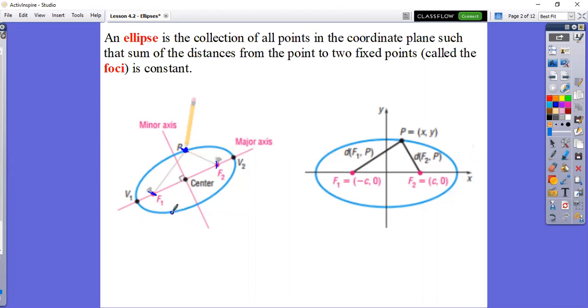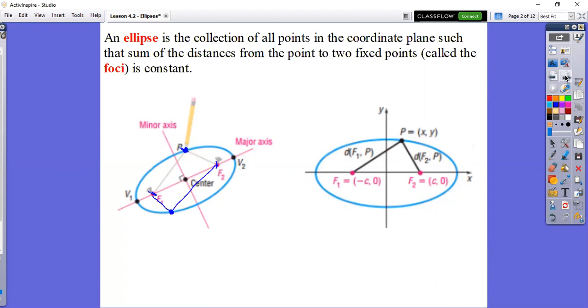So if I pick another point, the distance from this point to this focus, if I add it to this distance, the sum of these two distances will be the same as the sum of these two distances, and that will hold true for any point along the ellipse. This is just a more mathematical description of what we just said. This is the distance between the focus and the point, and the distance between the second focus and the point. That will remain constant if I add those two things up, no matter where I am on the ellipse.